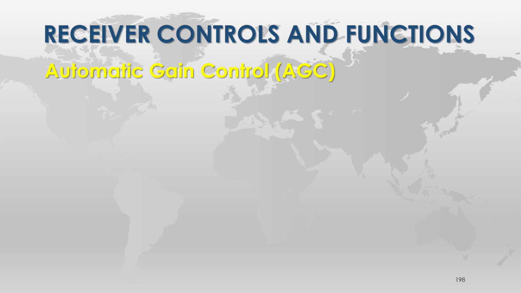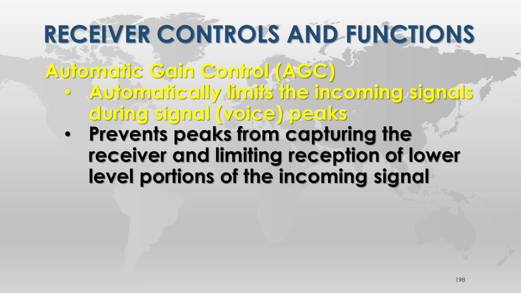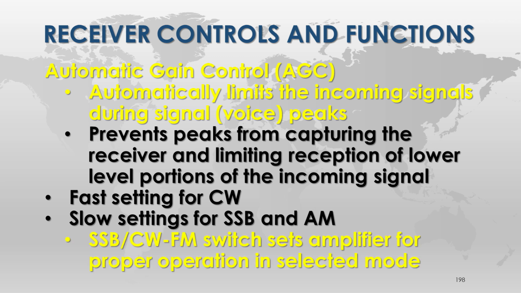Okay, automatic gain control, AGC. It is in yellow. It automatically limits the incoming signals during signal voice peaks. It prevents peaks from capturing the receiver and limiting reception of lower level portions of the incoming signal. It's a fast setting for CW, slow settings for SSB and AM. The single sideband, CW, FM switch sets the amplifier for proper operation in the selected mode.